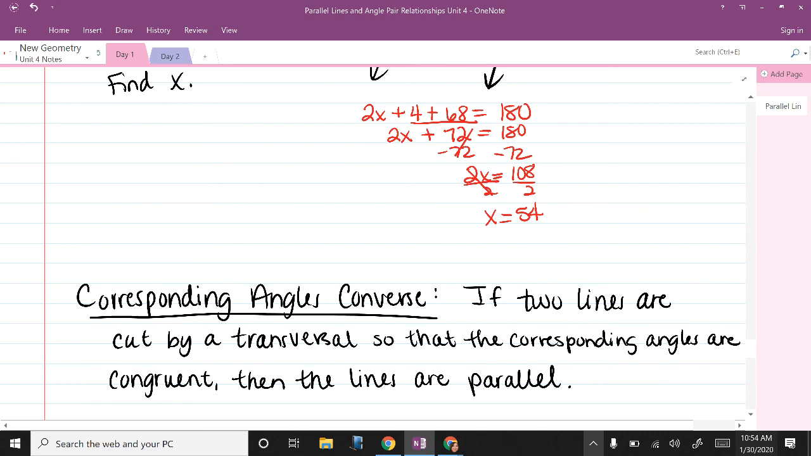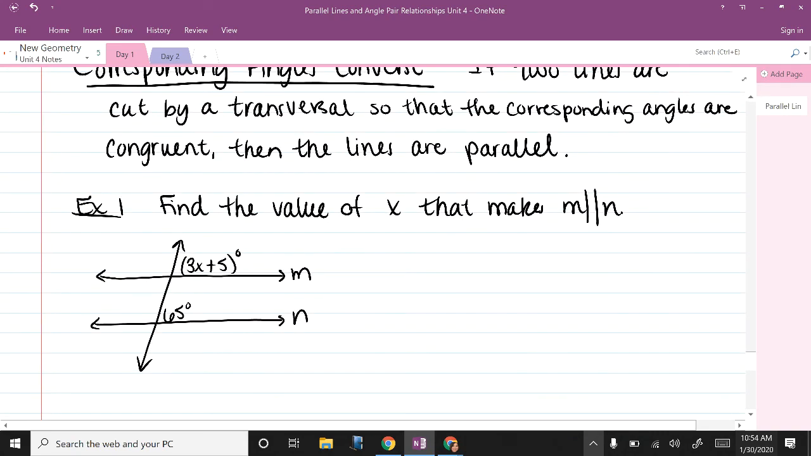Does that make sense? So this example right here, you don't even have to copy it, just watch with me, please. It says find the value of x that makes M parallel to N. That's how we show parallels, two straight lines. They can be vertical or slanted. So two lines means parallel. Well, those are corresponding angles, right? So I set them equal to each other to find what x would be to make them equal to each other. And then that itself proves that the lines are parallel.